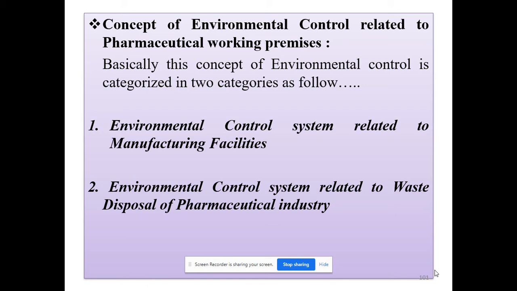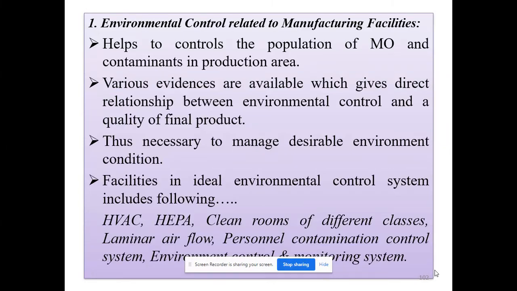So the concept of environmental control related to the pharmaceutical working premises is the point which we are going to start today. Basically, this concept is categorized into two categories. First, environmental control system related to the manufacturing facility, and second, environmental control system related to the waste disposal of pharmaceutical industry. दोन प्रकाराचे इन्व्हायरमेंटल कंट्रोल आहेत जे आपल्याला कंट्रोल करायचे in concern of our pharmaceutical industry. First one, environmental control of our manufacturing facility, and second one, environmental control related to the waste disposal of pharmaceutical industry.